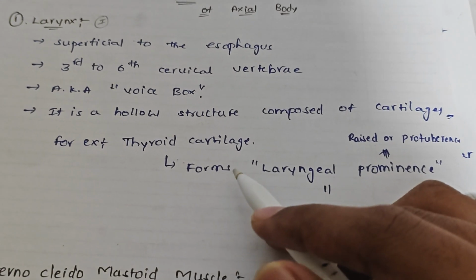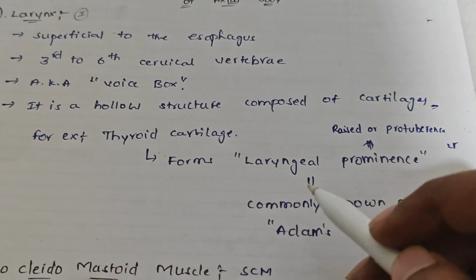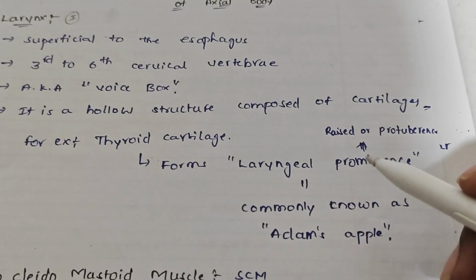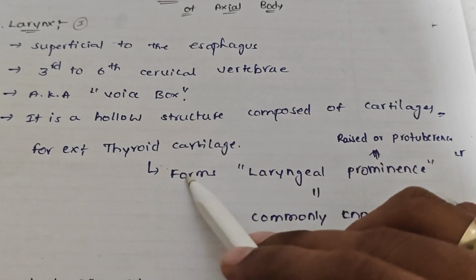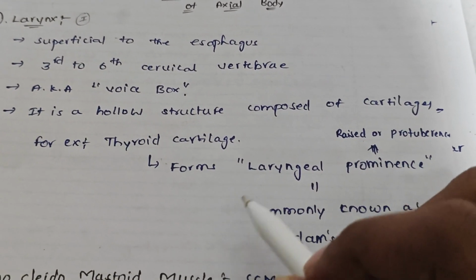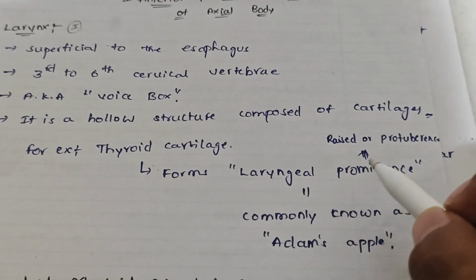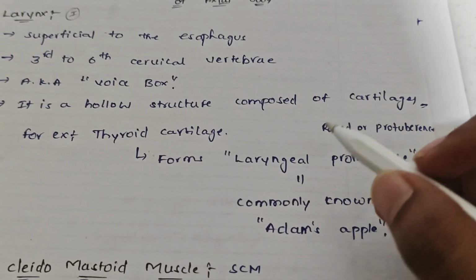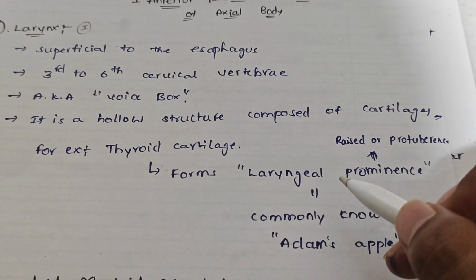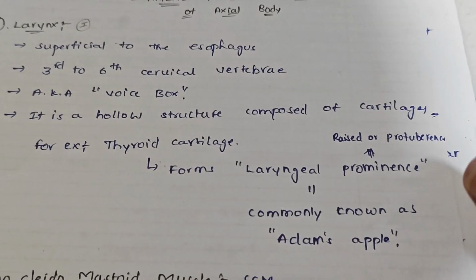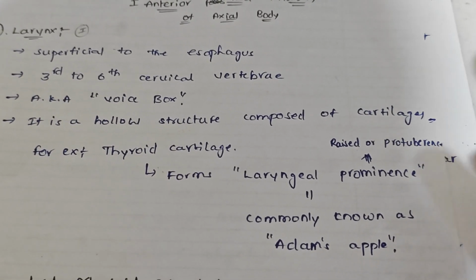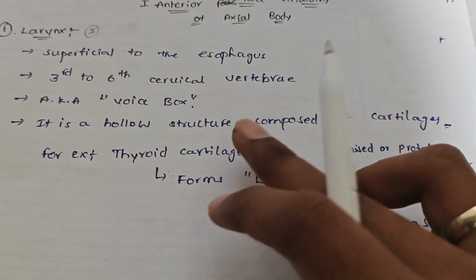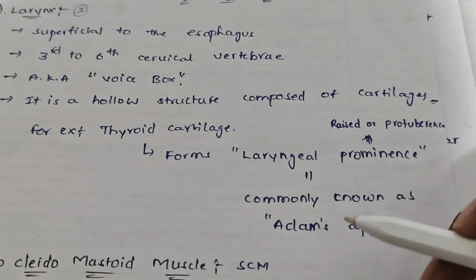I mentioned here thyroid cartilage only because it has one important feature, which is Adam's apple. This thyroid cartilage forms the laryngeal prominence. Prominence means something that is raised or a protuberance like that, and this raised prominence from the thyroid cartilage is called Adam's apple.